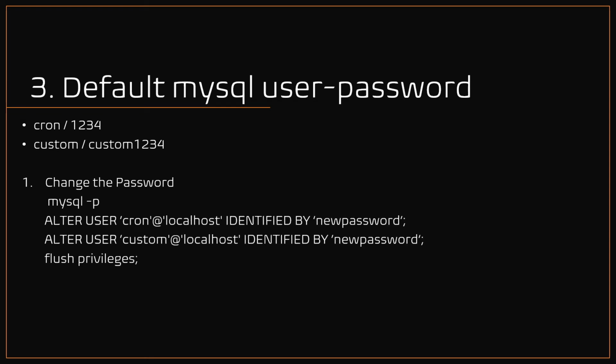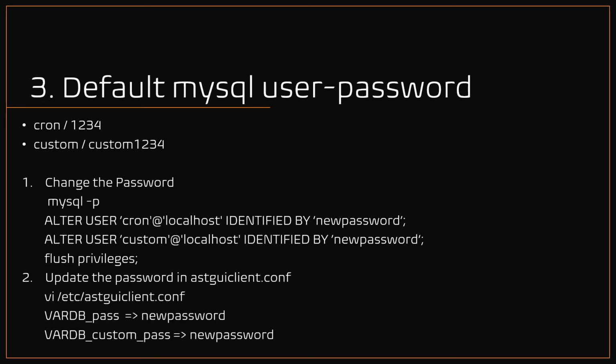Note, use a strong password. Once the password is changed, you need to update the Vicidial configuration file with the new password. Using the vi editor, open the asterisk client.conf file and update the VARDB_pass and VARDB_custom_pass with our newly updated password.